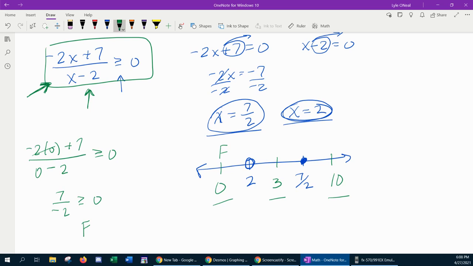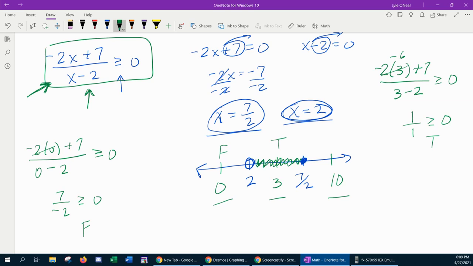Next, we're going to check the 3. So that's going to give me negative 2 times 3 plus 7 all over 3 minus 2. Is that greater than or equal to 0? Well, negative 2 times 3 is negative 6. Negative 6 plus 7 is 1. 3 minus 2 is 1. 1 over 1 is 1. And 1 is greater than or equal to 0. That is a true statement. And so we can go ahead and shade that region.